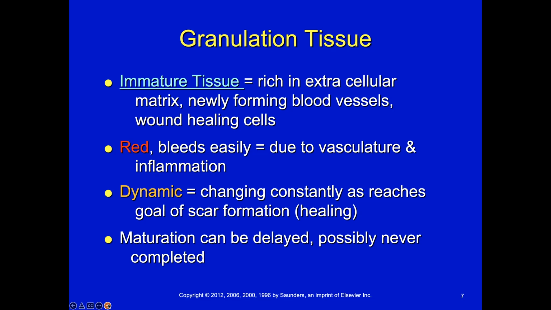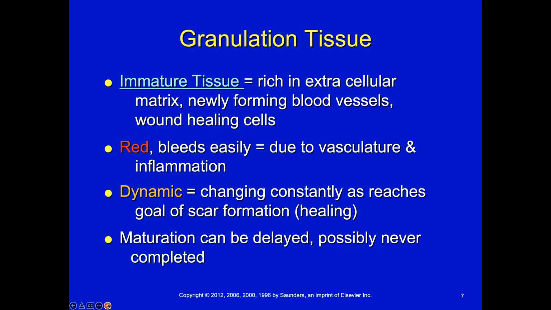It is very rich in extracellular matrix, and it has a lot of these newly forming blood vessels and a lot of the cells that are needed for the healing process. So when you see it, it's a bright red. If you were to probe it, it would bleed easily. And again, this is due to all the blood vessels that have formed and also the presence of inflammation.